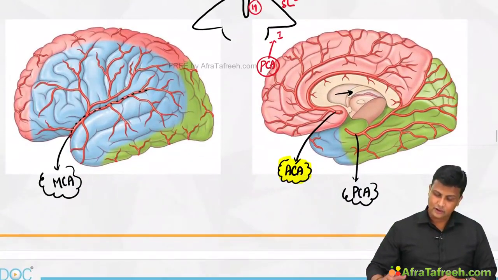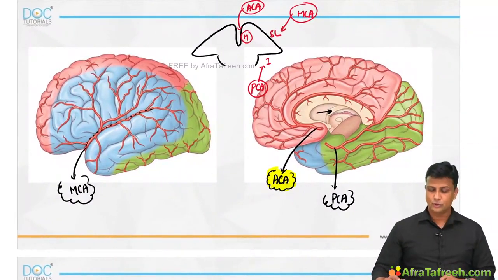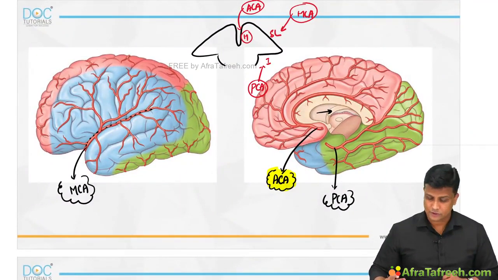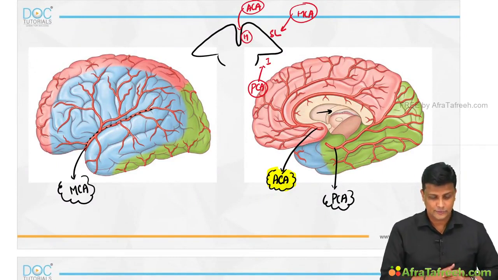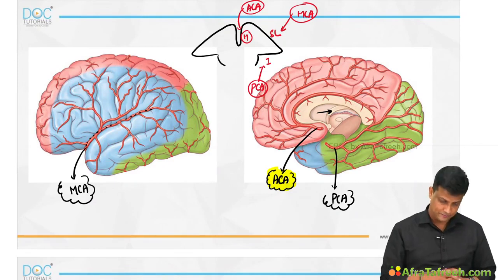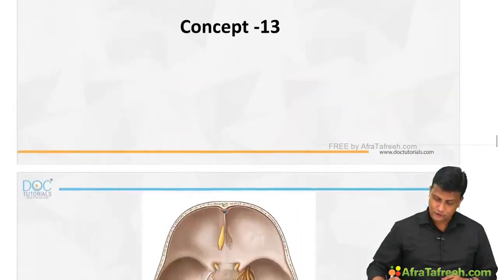So we are already done with these arteries here. We don't have to repeat this again, guys. Already we are done with this concept of arteries. And why did I include this in our discussion over here? Because yes, there was a question regarding the blood supply to the fornix. Okay. Next one, concept number 13.